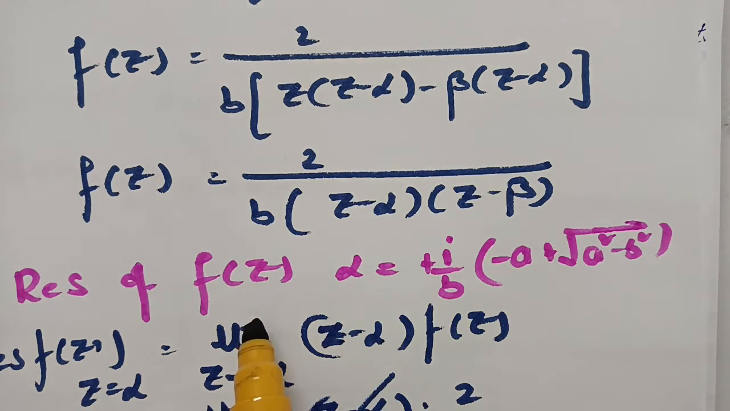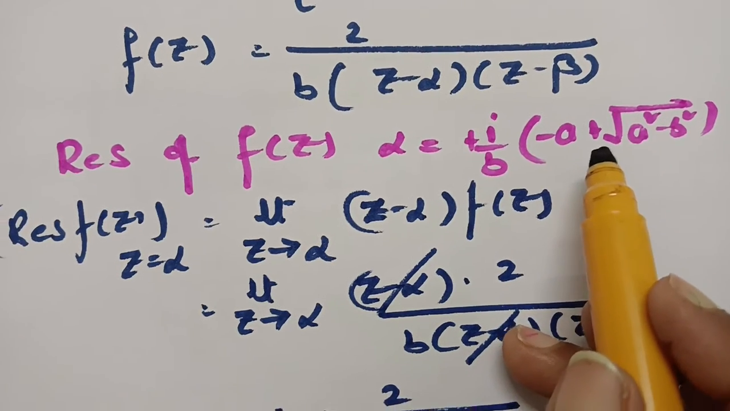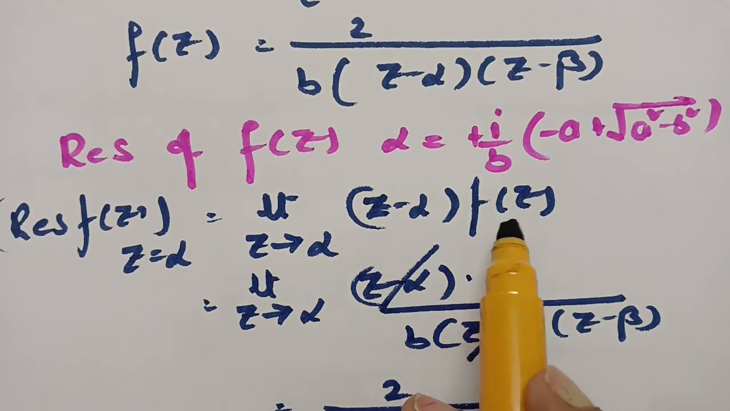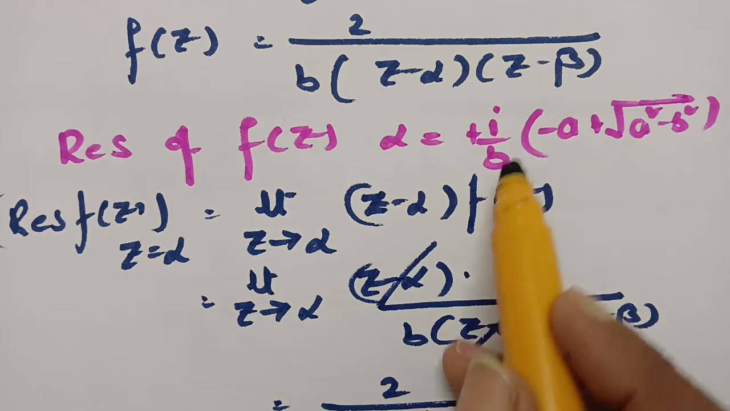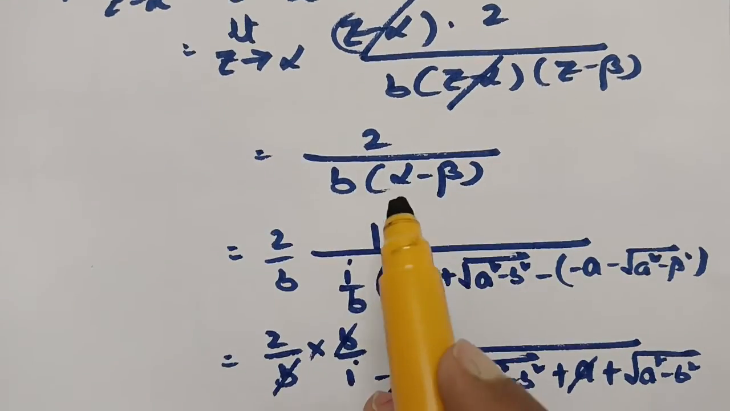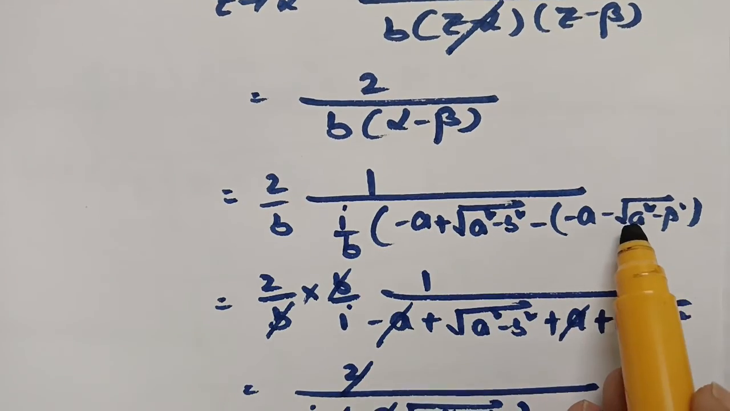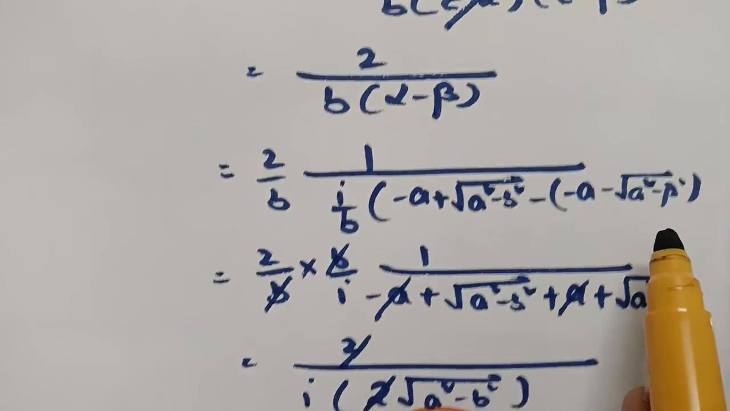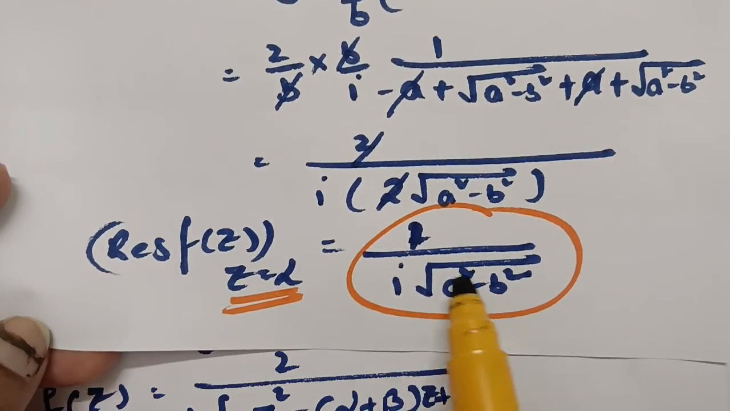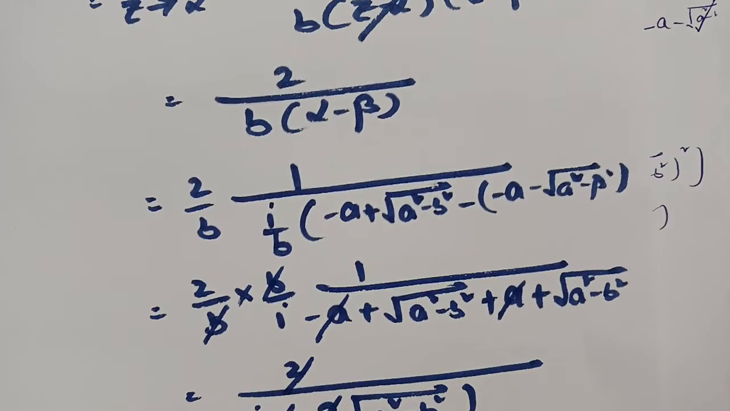Now I have to find the residue value at the interior pole. Alpha is the interior pole, and the residue formula here is this one: z minus alpha into f of z. So f of z is ready here, and after cancelling and substituting z as alpha, since alpha and beta values are known, I got the value as 1 by I times root over a square minus b square.